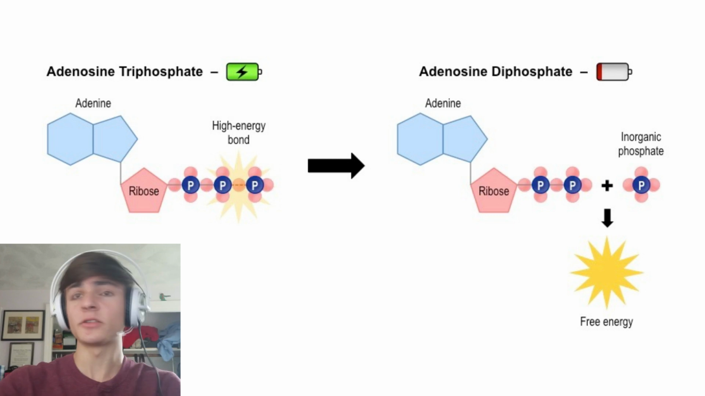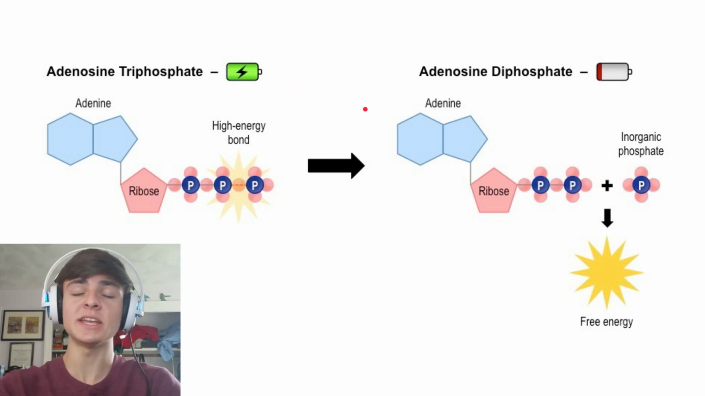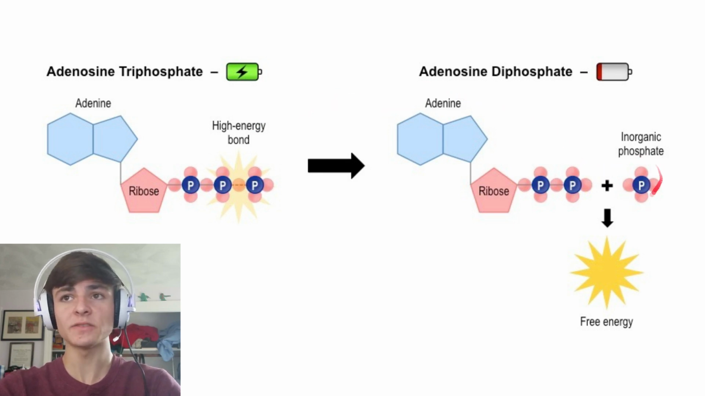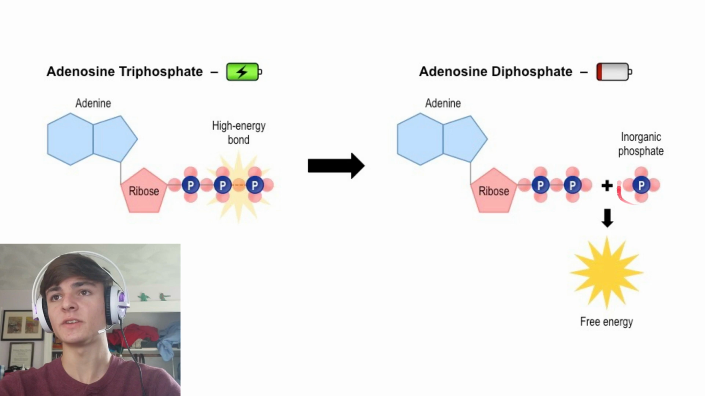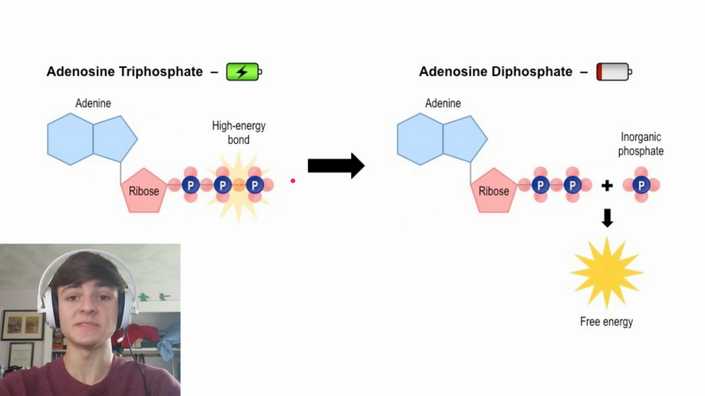Another important thing to note about this reaction here, the ATP to ADP, is that you can also go the other way around, and you can reattach a phosphate molecule or phosphate group onto this molecule and form ATP again, and that's what happens in cellular respiration.